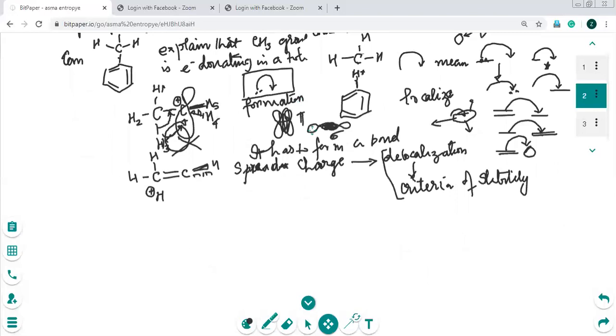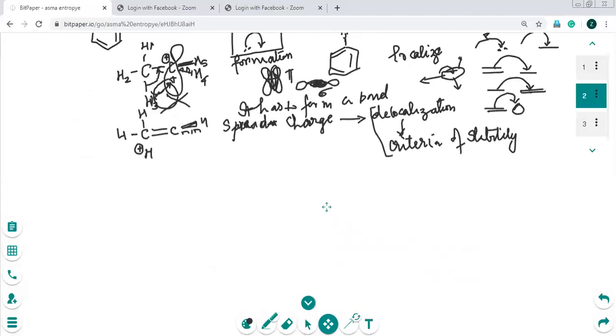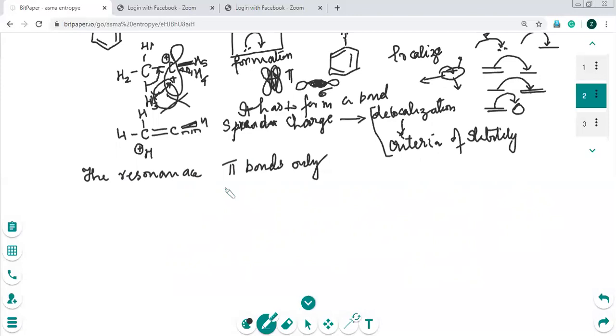So this is similar to resonance. Exactly. Now, what's the difference? Very similar to resonance, but what is the difference? The difference is resonance involves bonds. Which bond? Pi bond. Resonance involves pi bonds only, but hyperconjugation involves sigma bonds also.